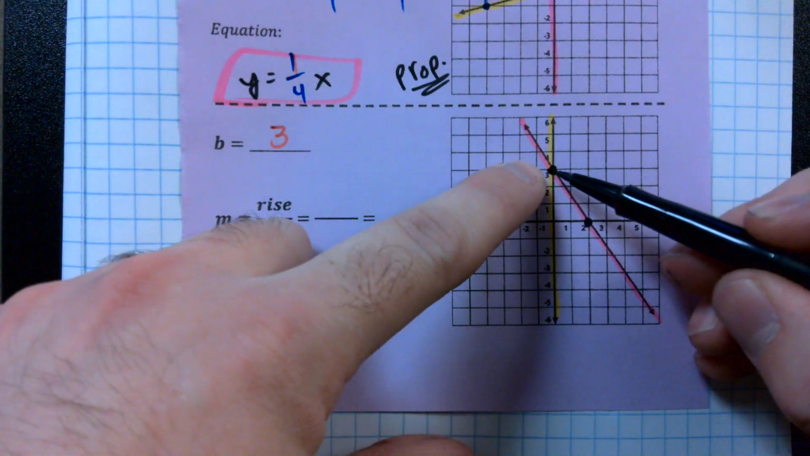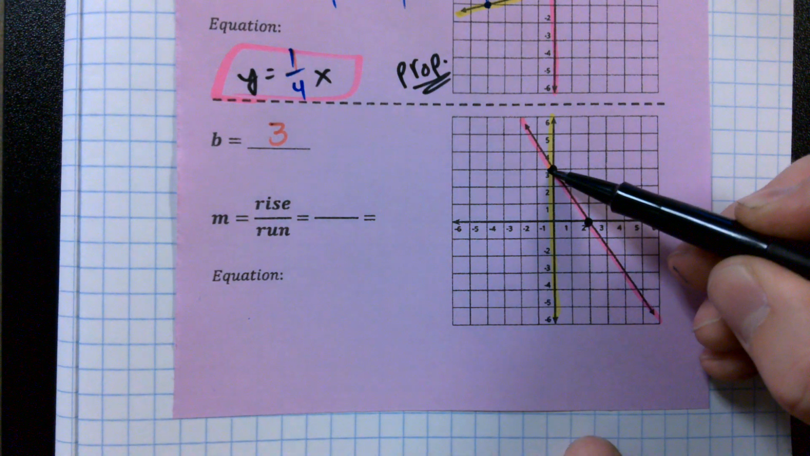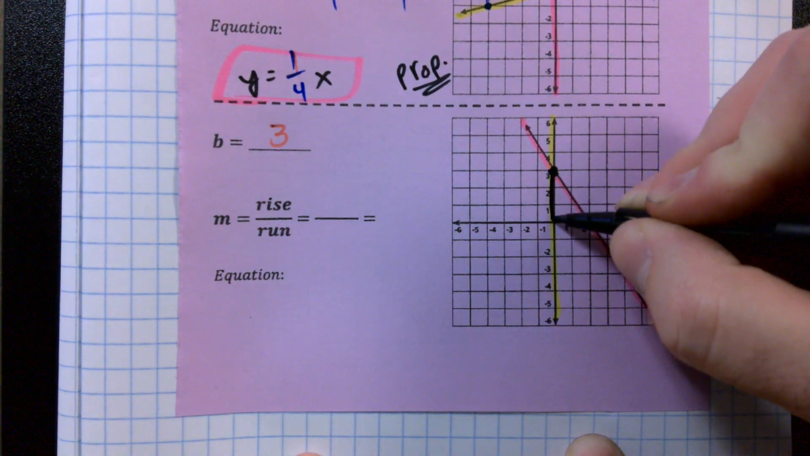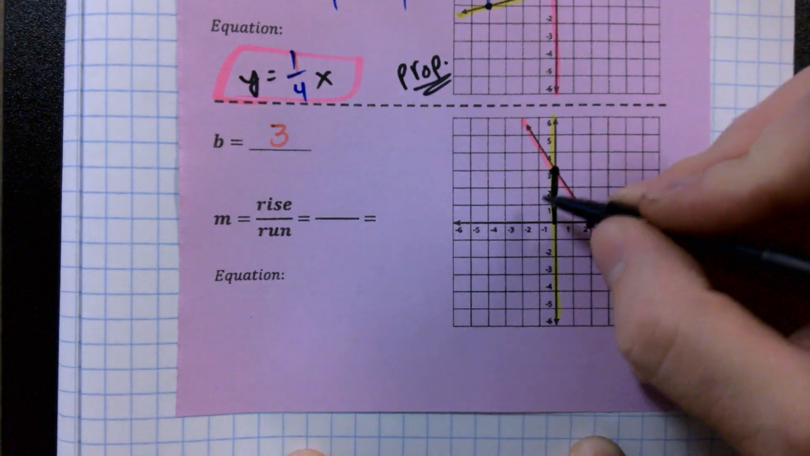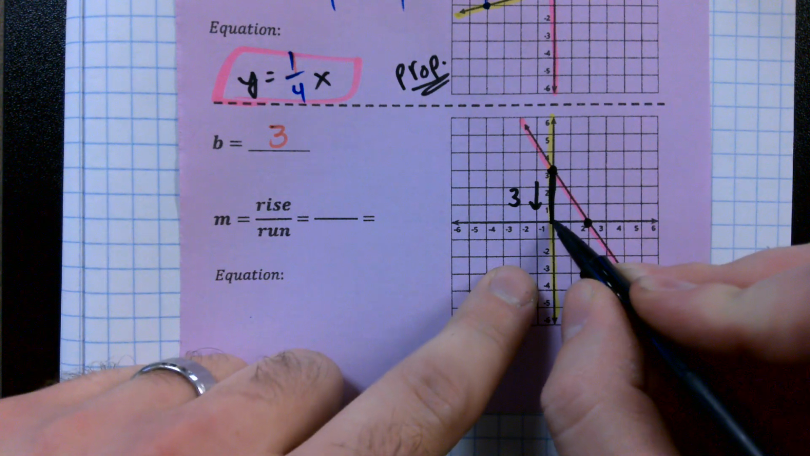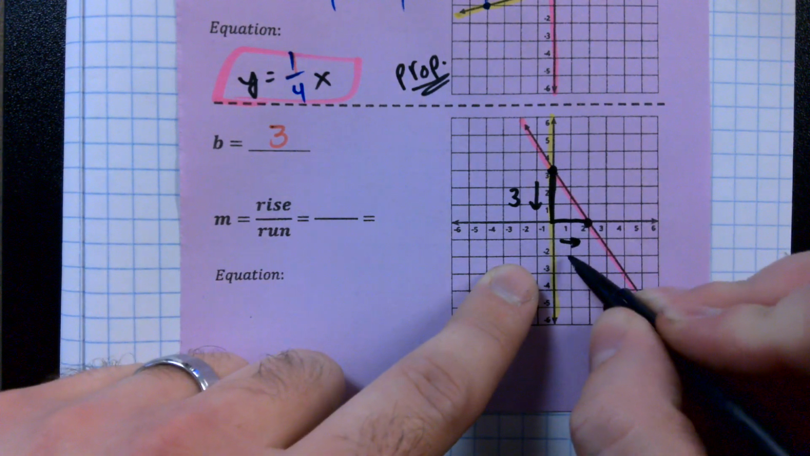Okay. Here's the left point. Here's the right point. I'm going to rise first, right? But what direction am I rising here? Down. So it's negative. How many spaces down did we go? 3. Okay. Then I'm going to run to the right. How many spaces to the right are we going? 2.